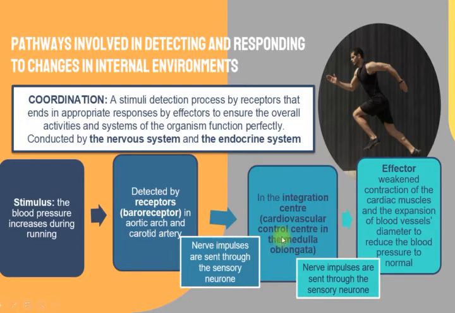And then, what happens? The interpretation of the data occurs in the brain. Then the nerve impulse is sent to the effector through the sensory neuron.